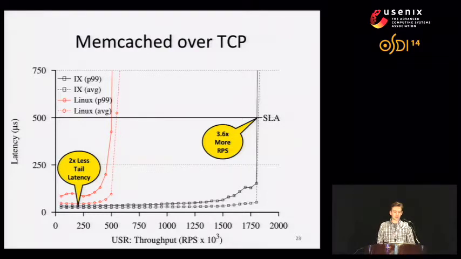We also can reduce tail latency by a factor of 2. This is actually with Linux clients. We discovered that the Linux clients were most of the tail latency overhead. We did another experiment with IX clients on both ends, and we could get tail latency down by as much as 6x compared to Linux.